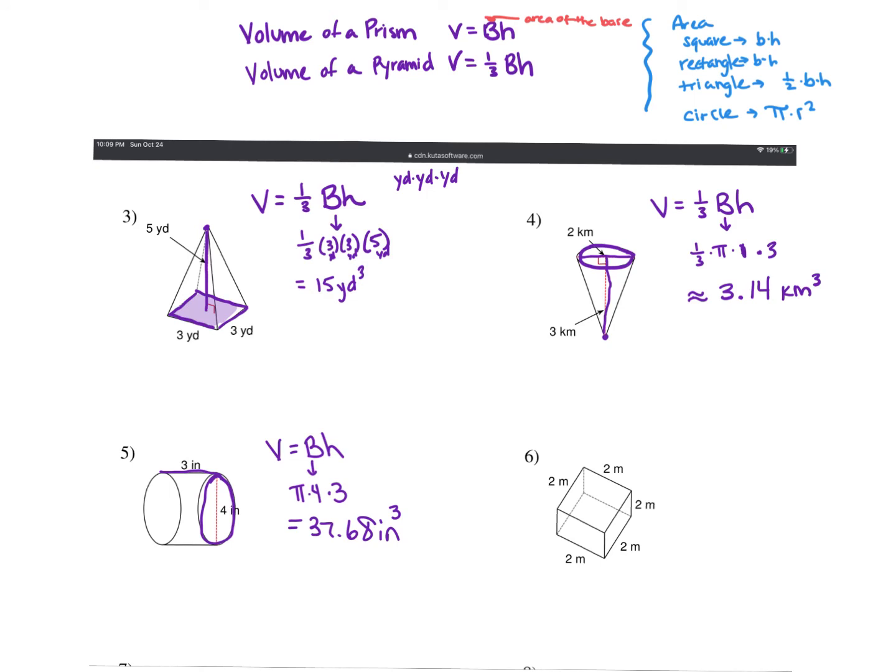Okay, and number 6. This is a rectangular prism. It does not come to one point, so therefore we're going to use the formula capital BH. To find the volume of this figure, we look at the base. It's a rectangle, so we do base times height, which is 2 times 2, times the overall height. So from one base to the other base is 2. 2 times 2 times 2 is 8 meters cubed.